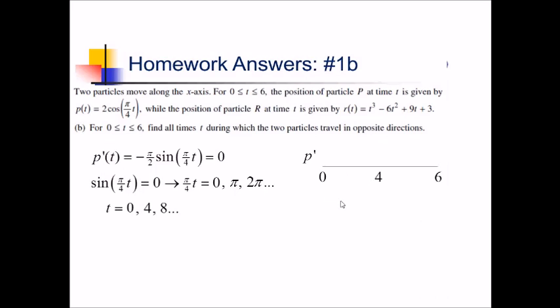Between 0 and 4, I'm going to test the value 1. So this is really pi over 4 for my angle. Sine of that is positive, but I'm multiplying by a negative out here, so that becomes negative overall.